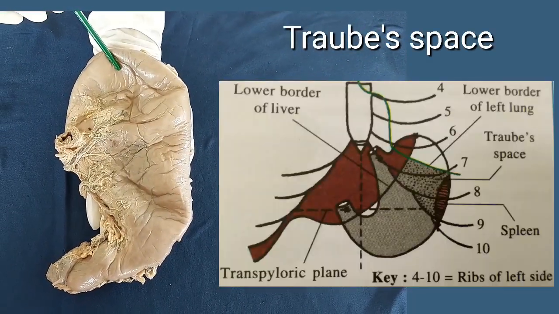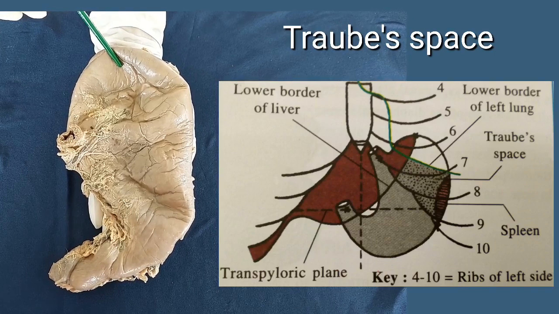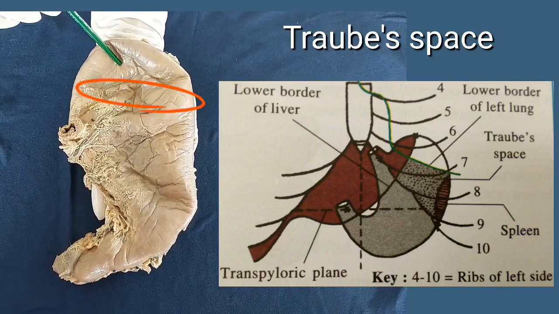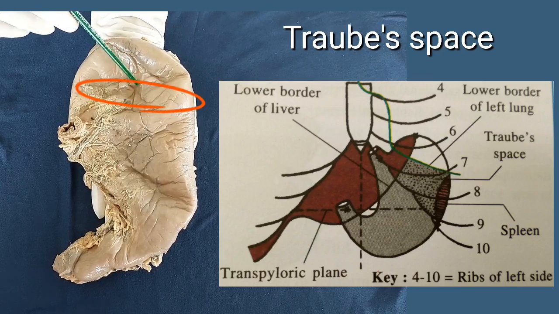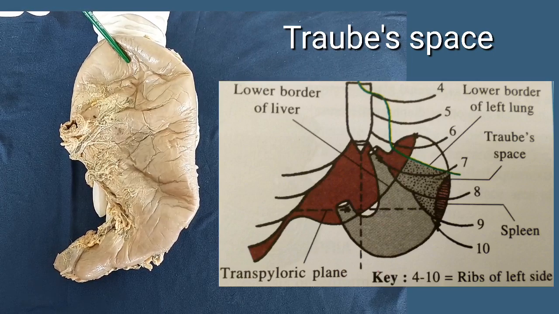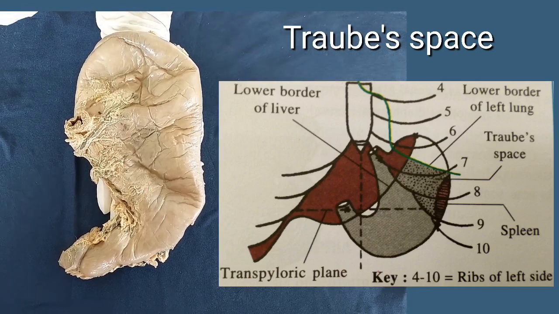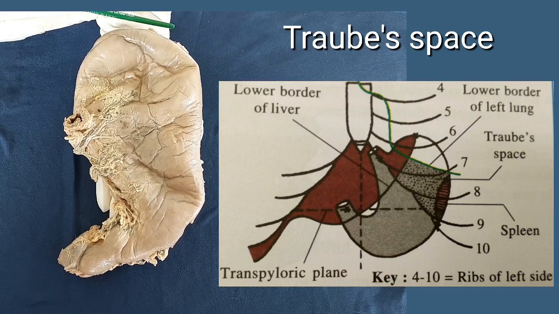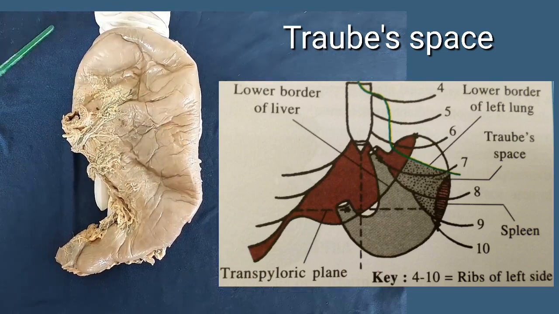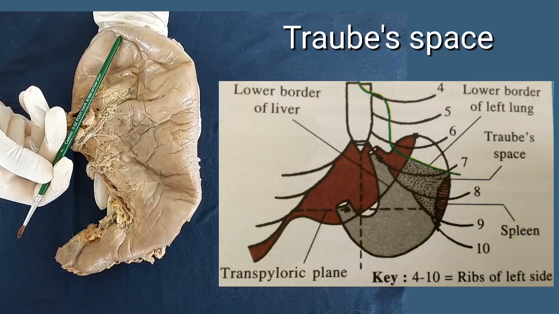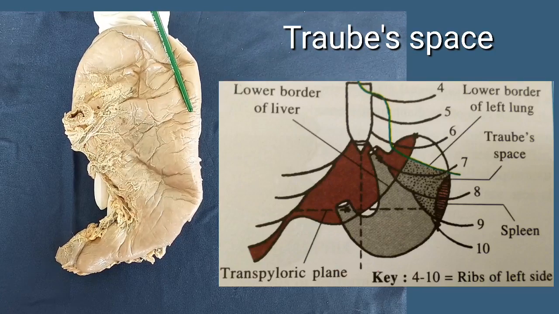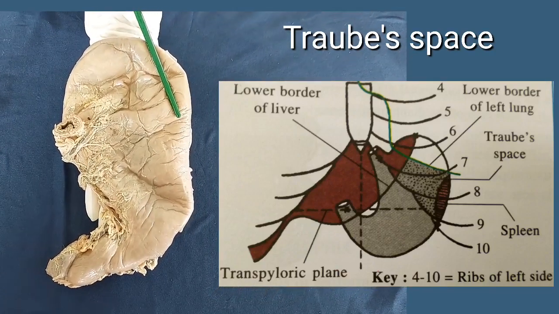One important clinical space related to the fundus of the stomach is known as Traube's space. It is a topographic space overlying the fundus of the stomach, which is tympanic on percussion. This space is bounded above by the lower border of the left lung, below by the left costal margin, on the right side by the lower border of the left lobe of the liver, and on the left side by the lateral end of the spleen.